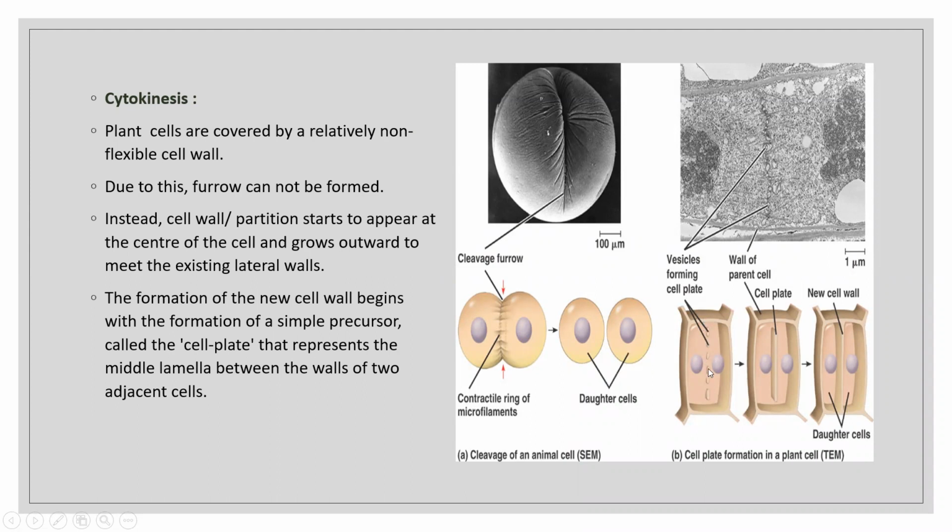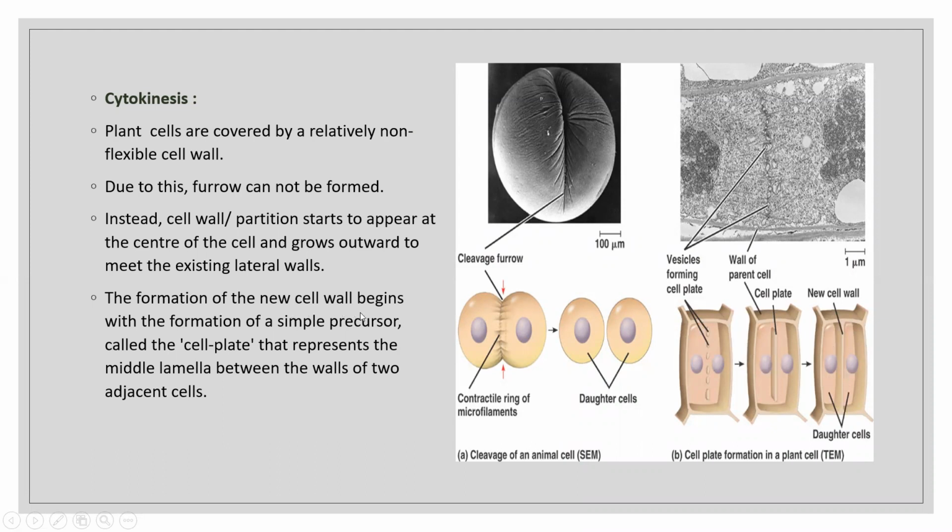Here it starts, you can see it is starting, okay, thus the appearance of lateral walls. And then what happens? It grows outward to meet the lateral walls. These are the lateral walls. Initially a partition starts to appear, and later this partition grows outward to meet the lateral walls, okay. And ultimately, what happens when the partition touches the cell wall? You can see how two daughter cells are formed.